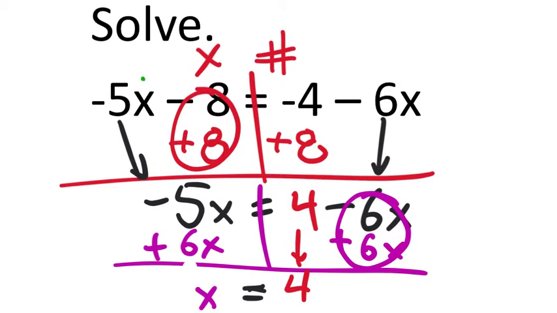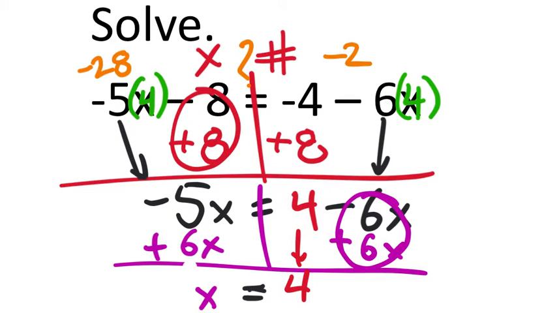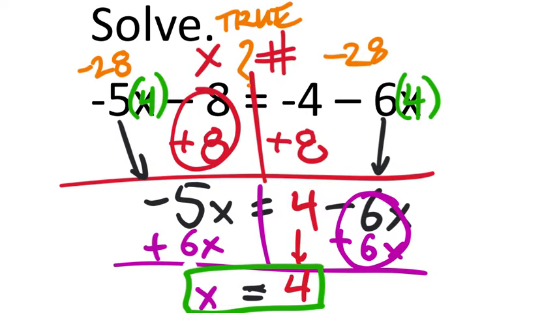Now, I will check the answer here, though. So let's go ahead and replace the x here with 4, and this one with 4, and we'll see if this is a true statement. On the left side, negative 5 times 4 is negative 20 minus 8. That would give us negative 28. There's our question mark. And then over on the right, it would say 6 times 4, which is 24, but that's negative 4 minus 24, which is also negative 28. So it ends up being a true statement, which is what we wanted to see, because now we know that x equals 4 is the actual solution to that equation.